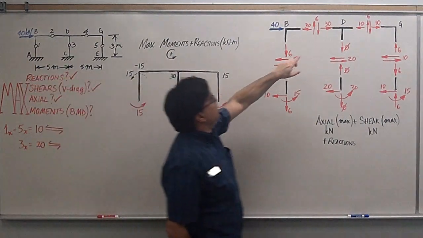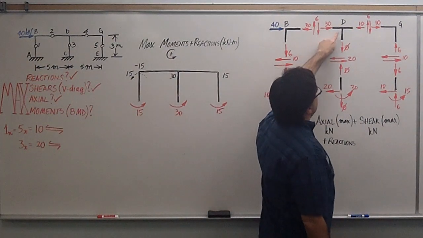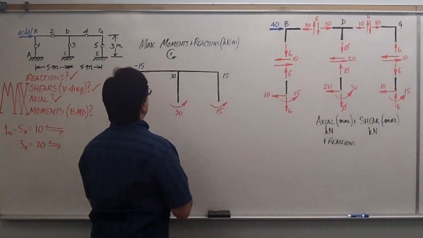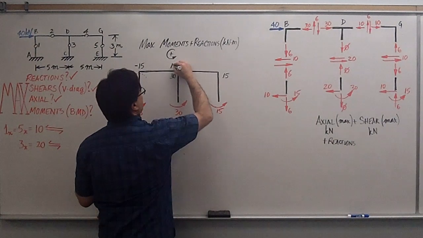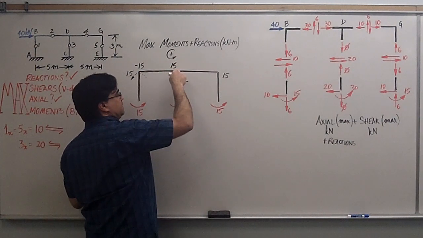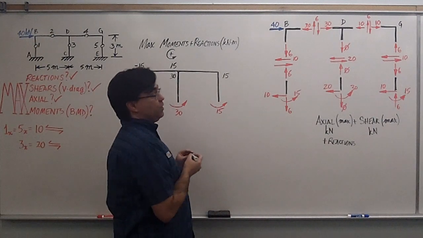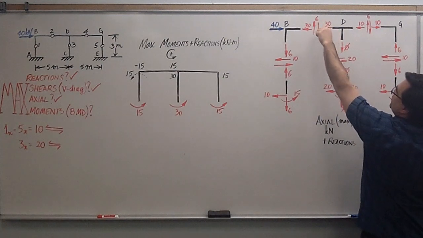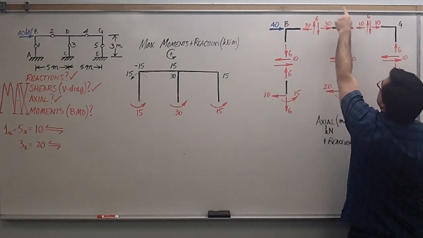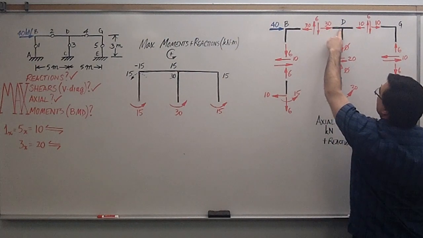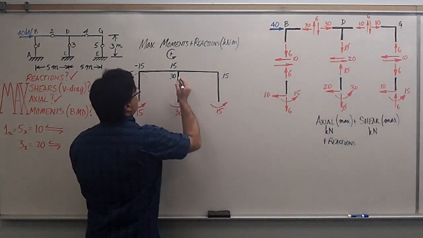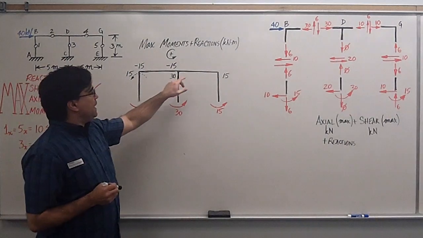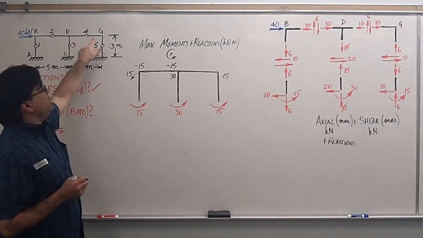Okay? So let's see what happens at this end of BD. We have a moment caused by this shear with respect to D. So it's 6 times 2.5. So it's going to be 15. So that's at this end of BD. What's the direction? This shear, with respect to D, tries to go like this, counterclockwise. That means the reaction there has to be clockwise, which is negative. Interesting.